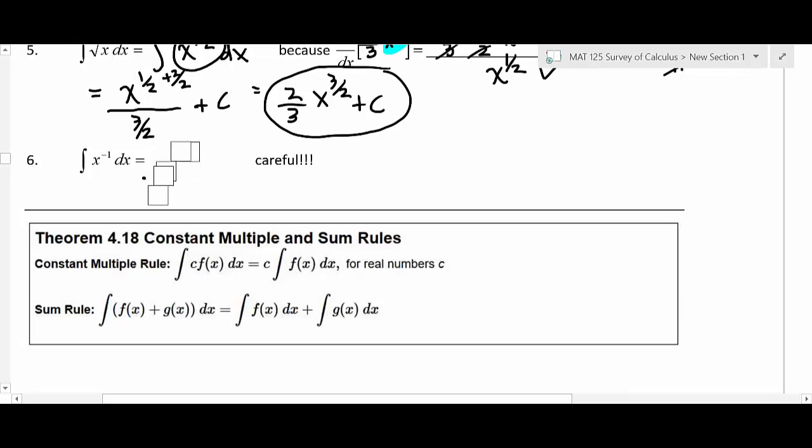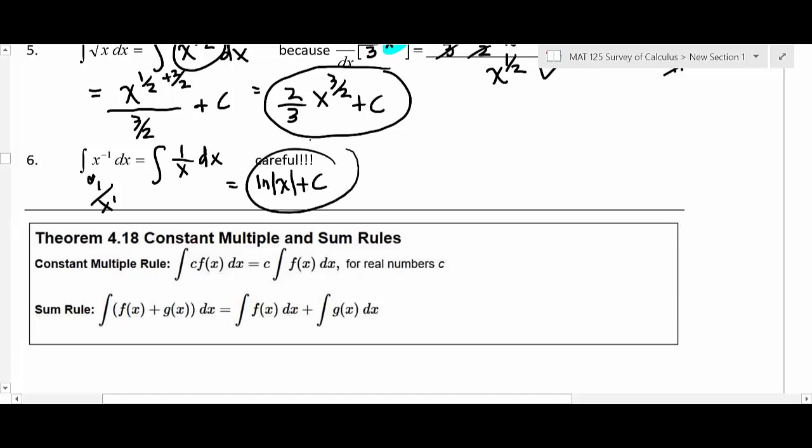Instead, what you have to do is this. Is there another way to write x to the -1? Exactly. You can write it as 1 over x. Remember, you can change that to 1 over x to the first, right? So you could write this as the integral of 1 over x dx. Well, what's the answer? Yeah, okay. What do you take a derivative of that gives you 1 over x? An ln. So the answer is ln of x plus c.